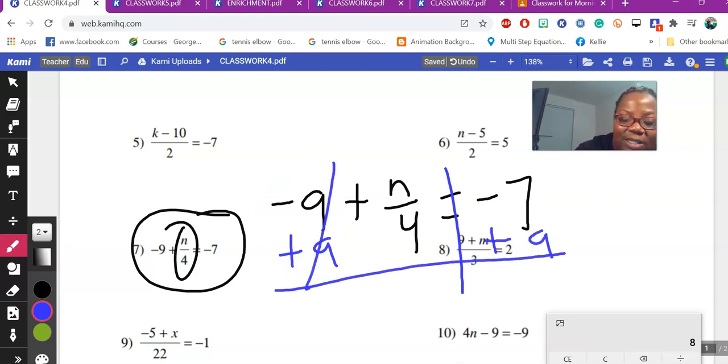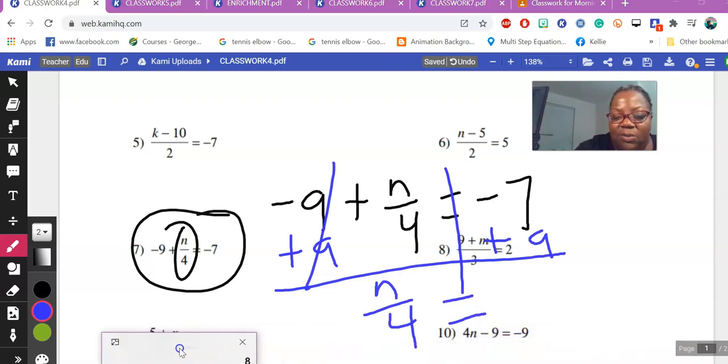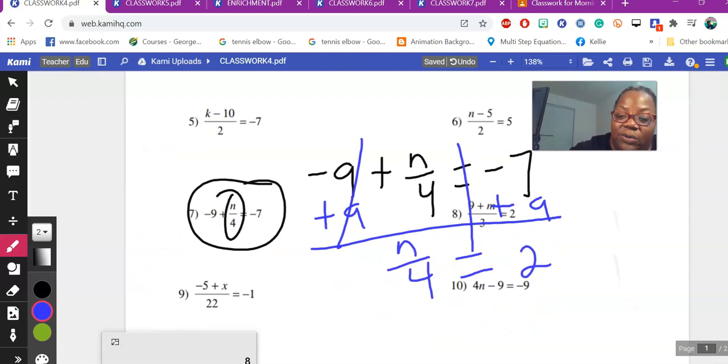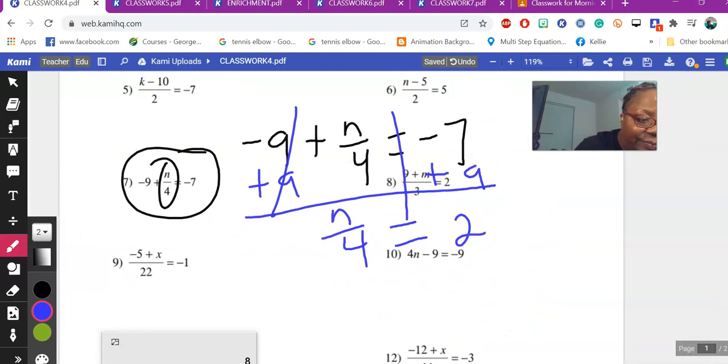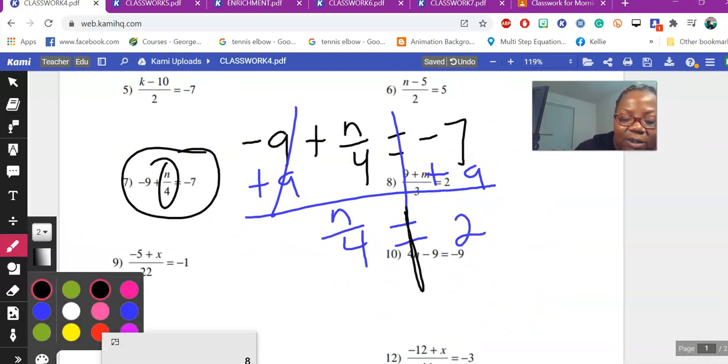We do that, this cancels out, leaving us n over 4. And then negative 7 plus 9, we're going to subtract, keep the sign of the higher digit, which is going to be a positive 2, right? So notice it is now a one-step equation.